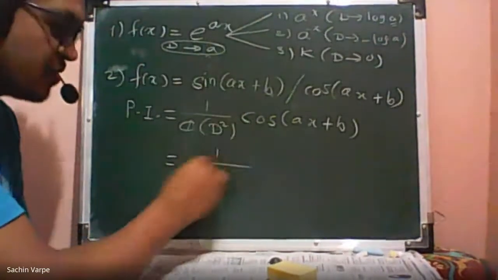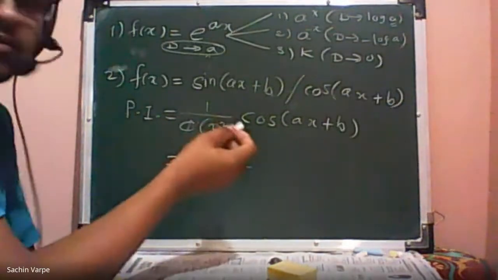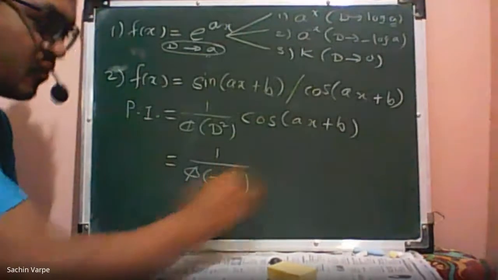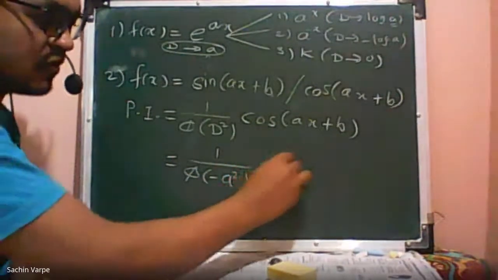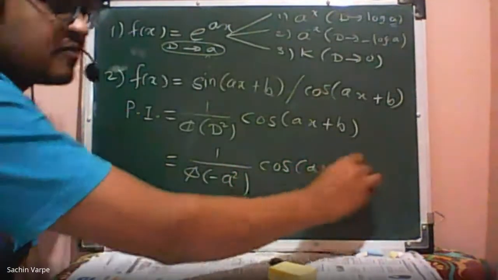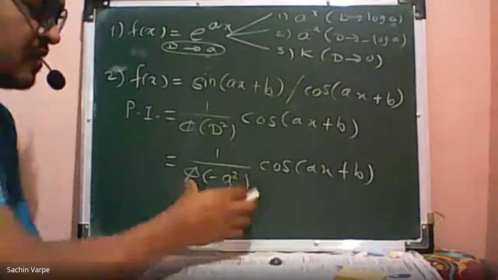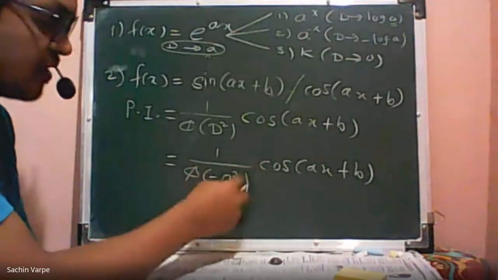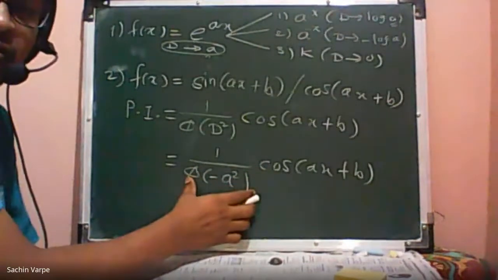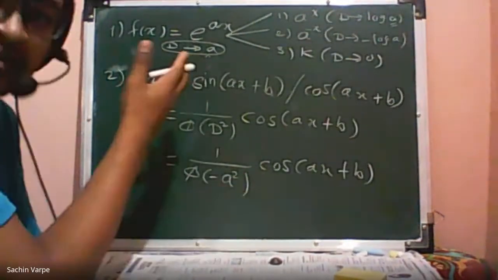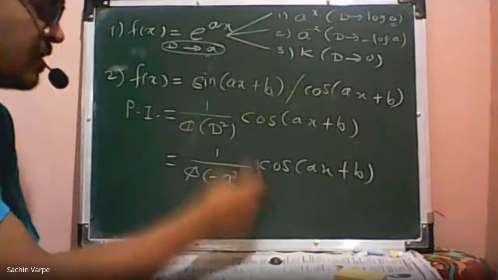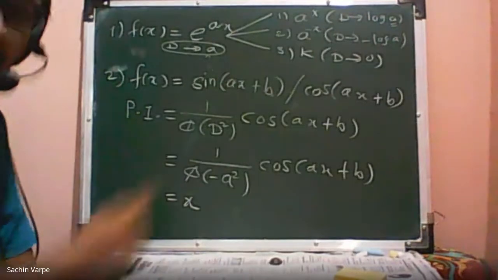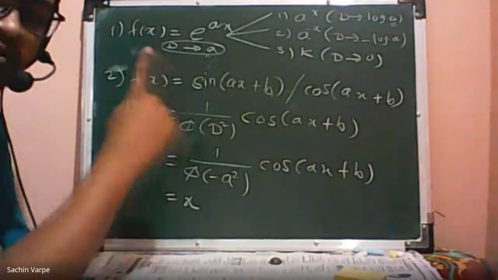We have discussed even the proofs also, why we are replacing d square by minus a square. So phi at minus a square cos of ax plus b, isn't it? But provided that this again should not be the case of failure. If this case fails, if this denominator is 0, then we have to do the same thing like in the exponential function we did, that we are multiplying it by the independent variable x, or whatever the independent variable involved in the given differential equation.